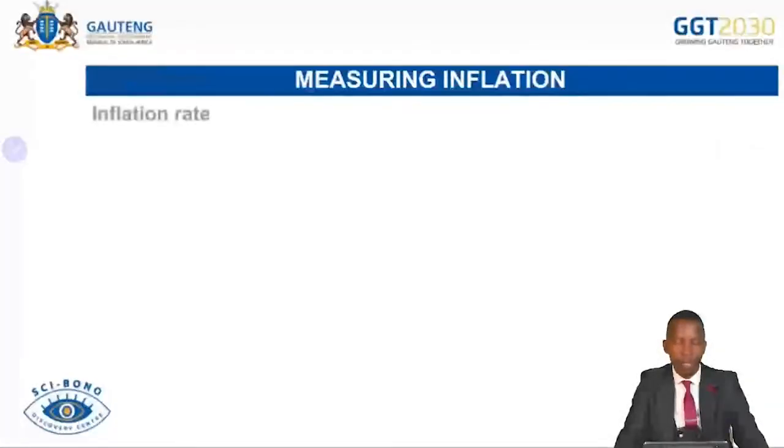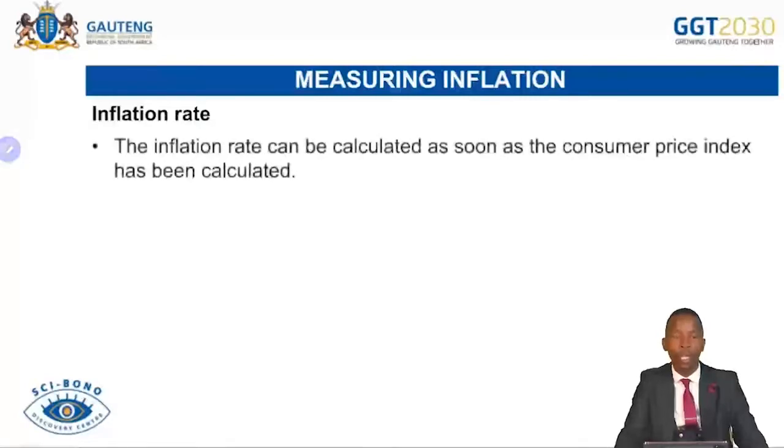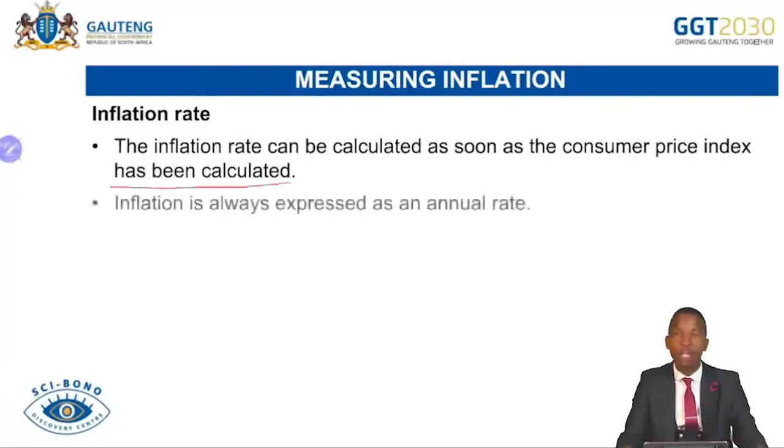And then measuring inflation continues. Inflation rate. That's when we set the rate for inflation, which we calculate using the CPI, or the consumer price index, from the current year, previous year, etc. The inflation rate can be calculated as soon as the consumer price index has been calculated. So to calculate the inflation rate, there must be CPI figures indicated or calculated. Then after that, the inflation rate can be calculated because it mainly depends on the CPI.